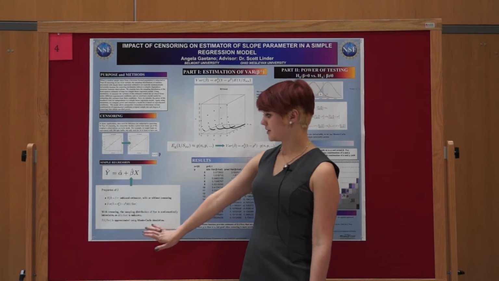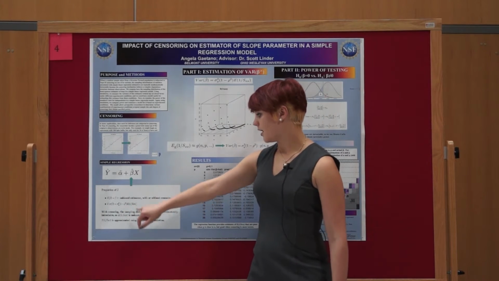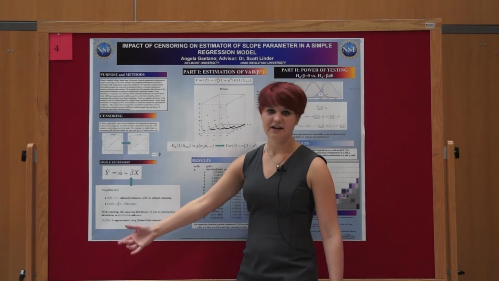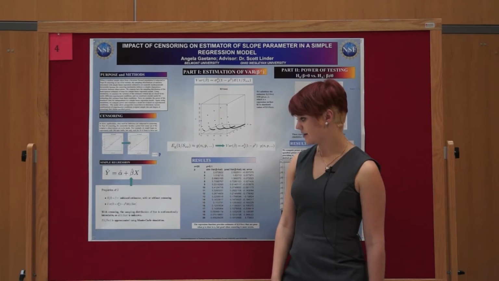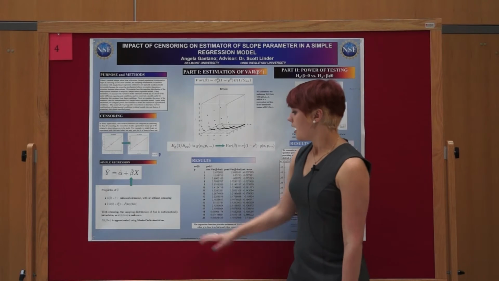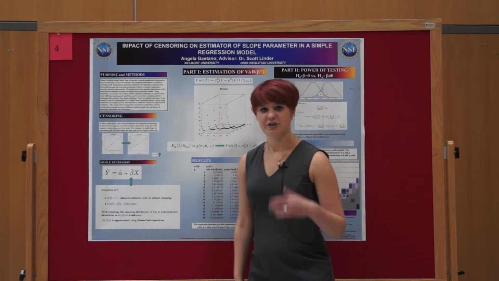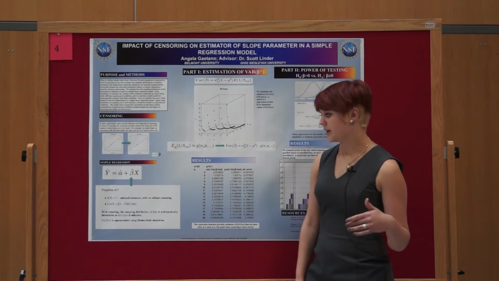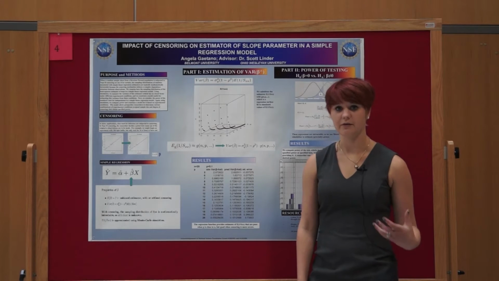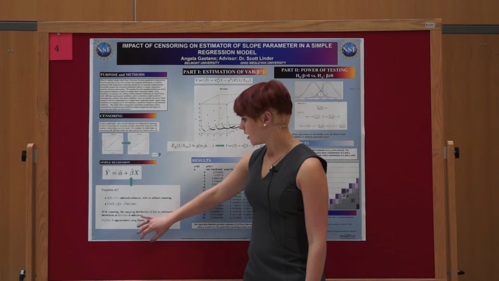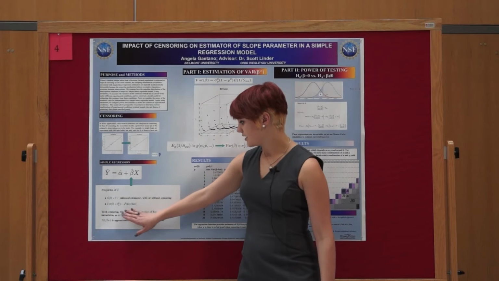So here are some basic properties of beta hat. The expected value of beta hat is beta, so it is an unbiased estimator with or without censoring. And what that means is that on average, your estimate for the slope will be the true value of the population slope. Also, here's the variance of beta hat again.